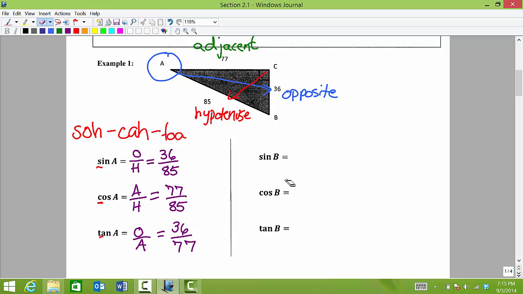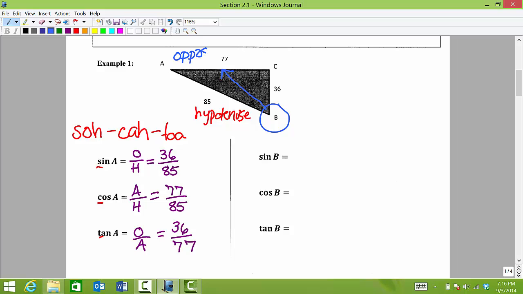Alright, now for sine of B, cosine of B, and tangent of B, we are going to work from the angle B this time. The hypotenuse will stay the same, because that will still be the side that is across from our right angle, but this time we're going to work from the perspective of angle B. And now, going across, 77, this side will now be the opposite side, and our adjacent will be now the side that is touching angle B.